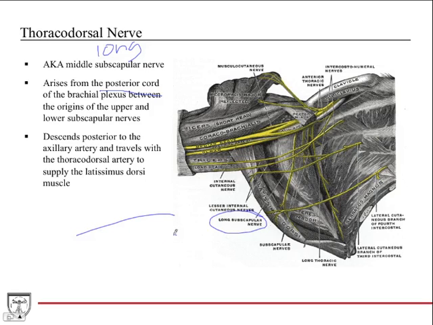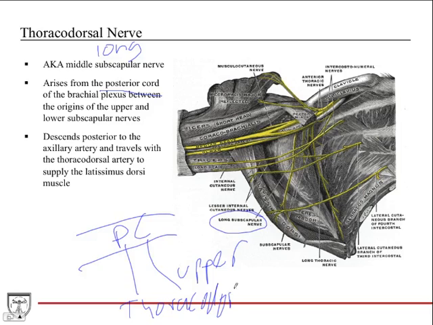So if we have our posterior cord here, PC, you have the upper subscapular coming off here. Then you have the thoracodorsal coming off here. Okay, and then you have the lower subscapular here. So that's also why it's called the middle subscapular, because it's in the middle. It's between the upper and the lower.